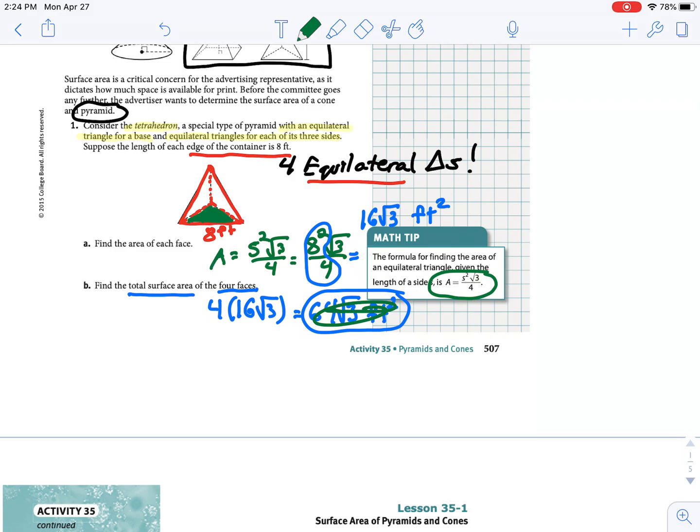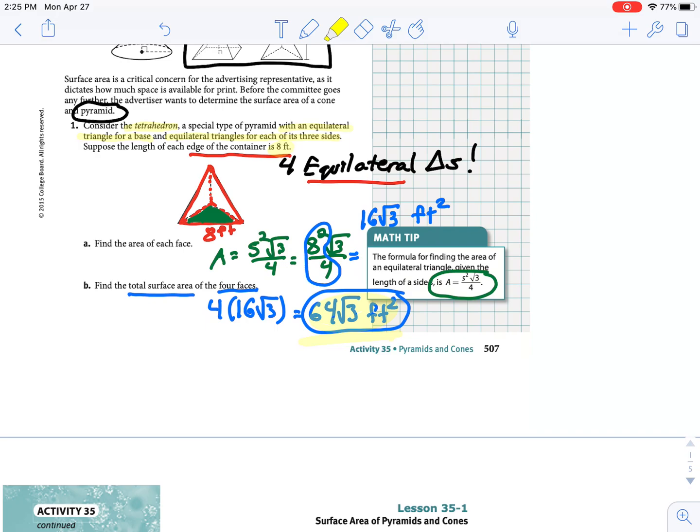Now we've applied these formulas, and I'm going to go back up to the first problem that we did right here. Okay, notice that this was the same problem. The edge was 8 feet, it was a tetrahedron, and look at our surface area. It's exactly the same. And what this brings out, guys, is that you do have choices when you're finding surface area.